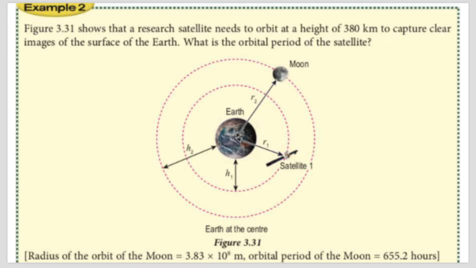So figure 3.31 shows that a research satellite needs to orbit at a height of 380 kilometers to capture clear images of the surface of the Earth. What is the orbital period of the satellite? The radius of the orbit of the moon is also given, and the orbital period of the moon is also given. So once again, we use the same steps as always.